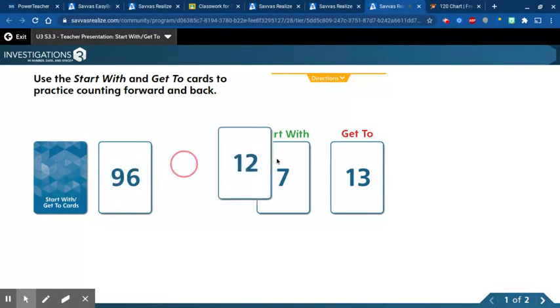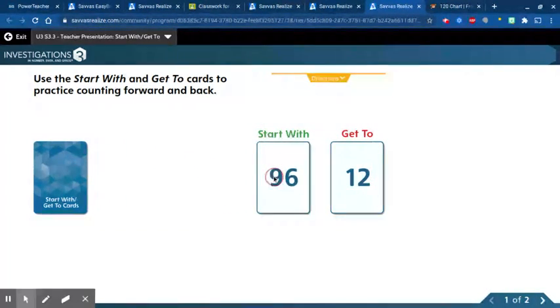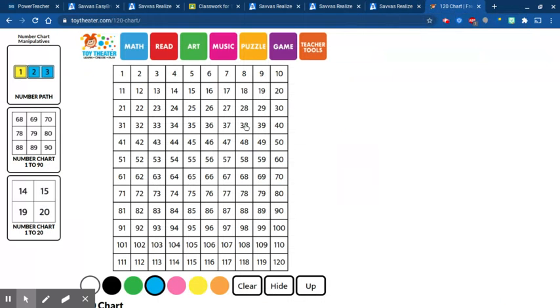Okay, so these numbers are a little bit bigger and they're spread out much more. We are going to start with the number 96 and get to 12. So I'm going to look at my chart. I'm going to put a marker on the 96 and one all the way on the 12. Now, I could definitely count by ones, but first what I need to do is decide if my number is going to get bigger or smaller. Because I'm starting at 96 and getting to 12, my number is going to get smaller.